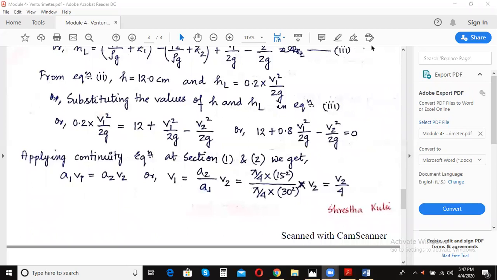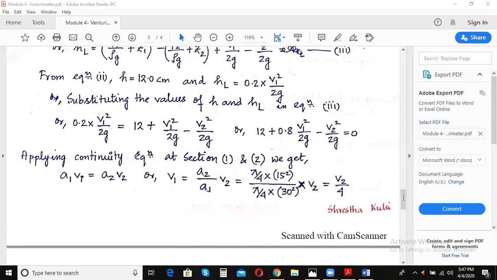So V1 is equal to, how much was A2? A2 was 176.7 divided by 706.85, this term, into V2. If you simplify this term, we get V1 is equal to V2 by 4. So this is the relationship between V1 and V2. Fine.